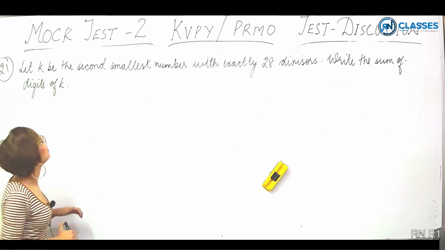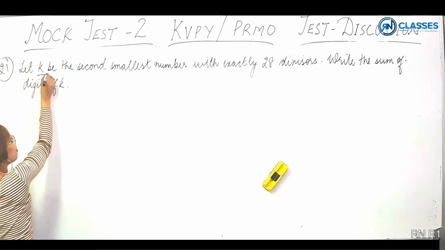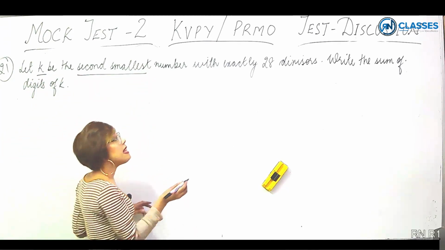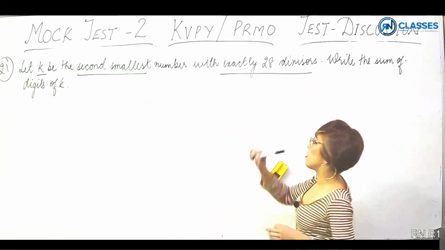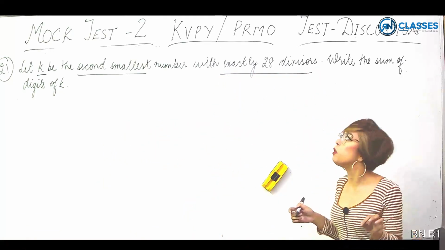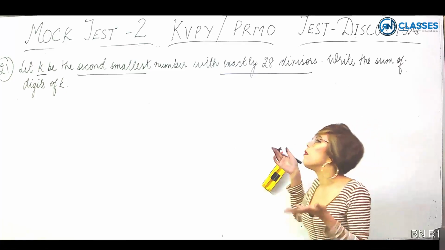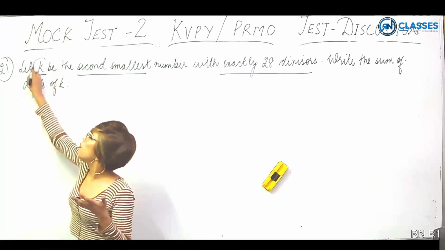Alright, on to the next one. He says let K be the second smallest number with exactly 28 divisors. Write the sum of digits of K. Basically, I need to find the value of K.